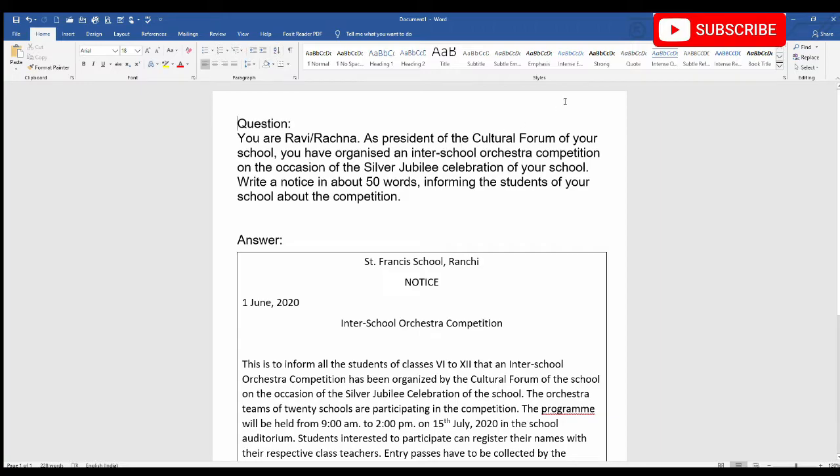As president of the cultural forum of your school, you have organized an inter-school orchestra competition on the occasion of the Silver Jubilee celebration of your school. Write a notice in about 50 words informing the students of your school about the competition. Now here's the answer.